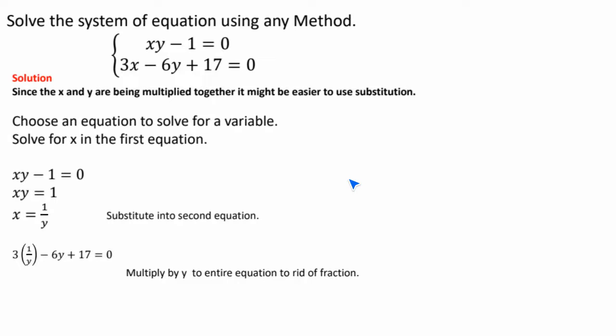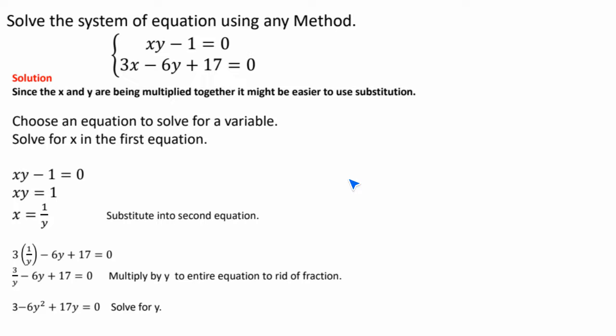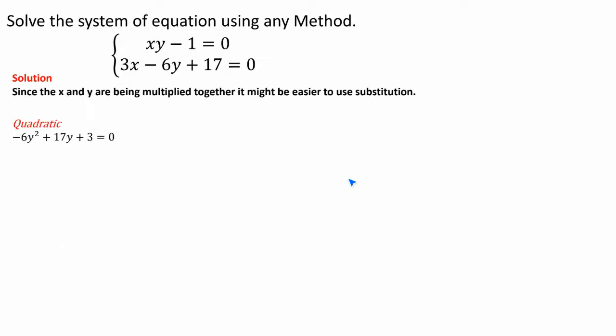Then we have 3 times 1 over y minus 6y plus 17 equals 0. Let's multiply by y to get rid of that fraction because it's a little weird looking. When we do that, we have a better equation: 3 minus 6y squared plus 17y equals 0. Do we have a linear equation on that? Let's continue.